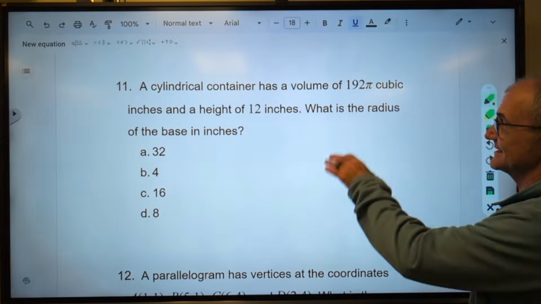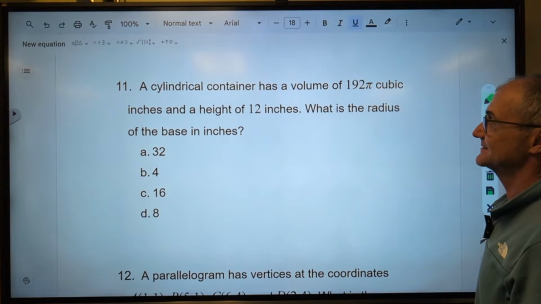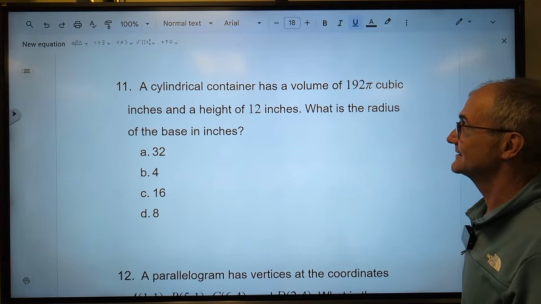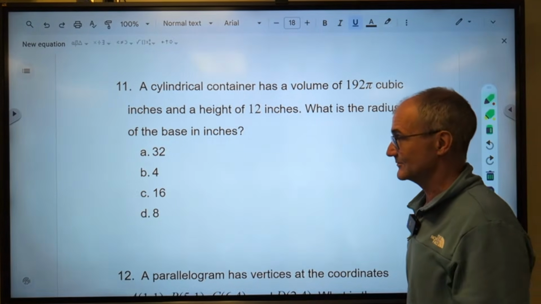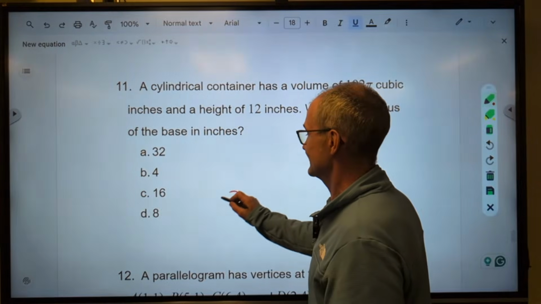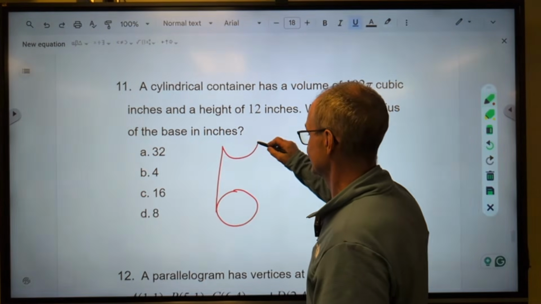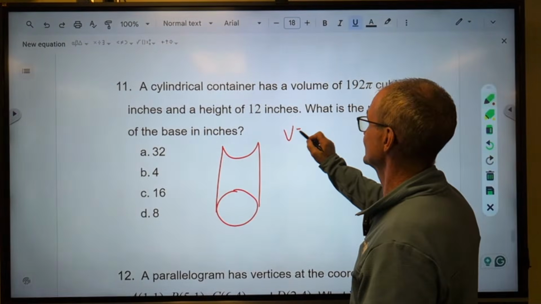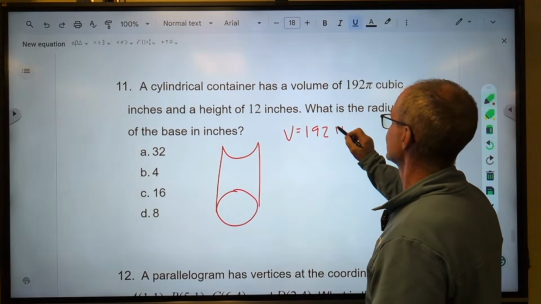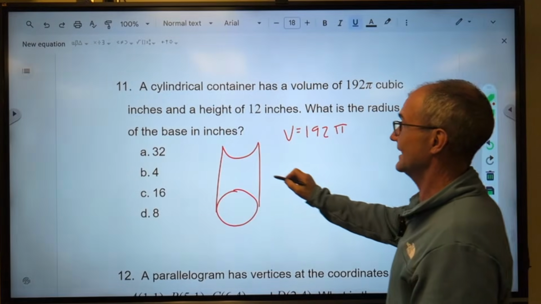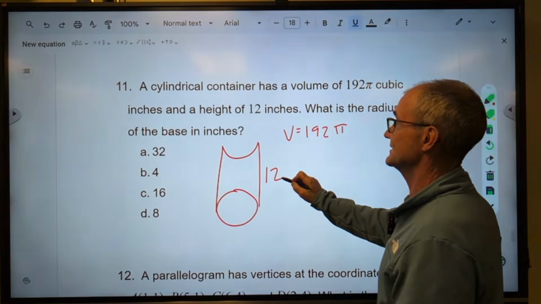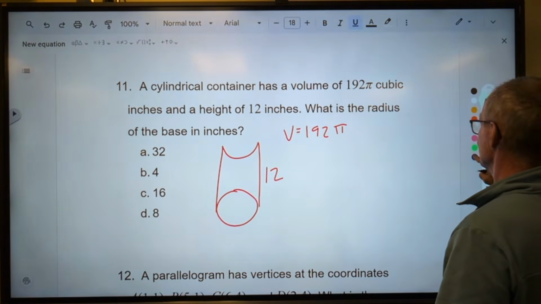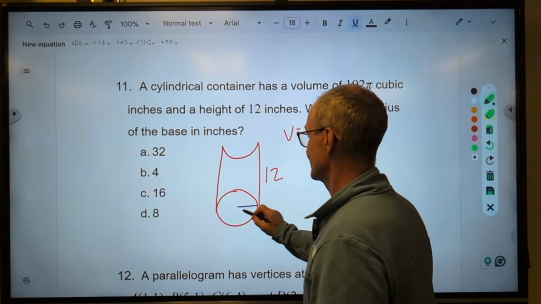Convert that sentence to a picture. Okay. Oh, jump right in. Okay. Cylinder contains a volume of 192 pi cubic inches. The height is 12. What is the radius of the base? So step 1, create the picture. Step 2, what am I looking for?